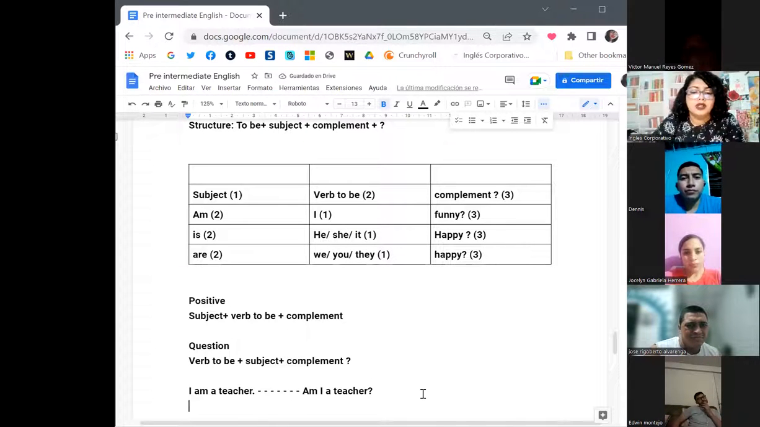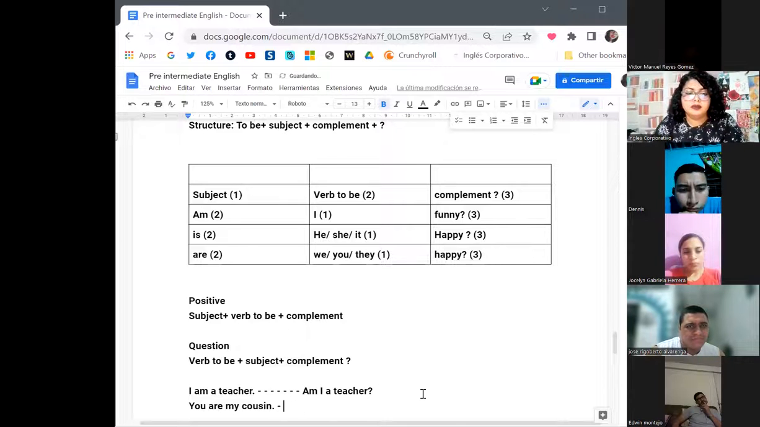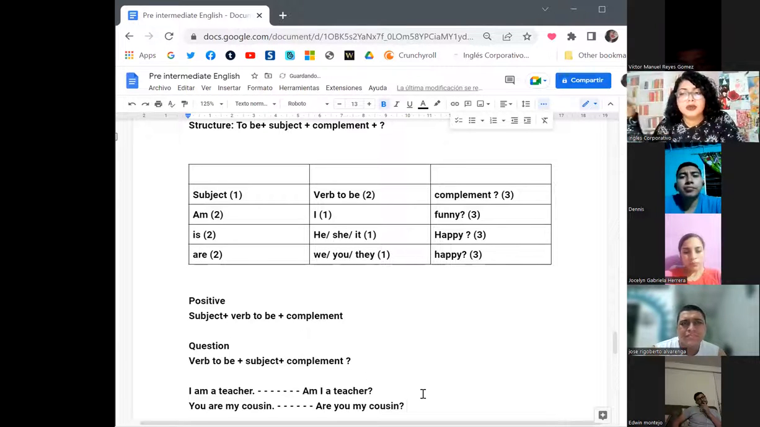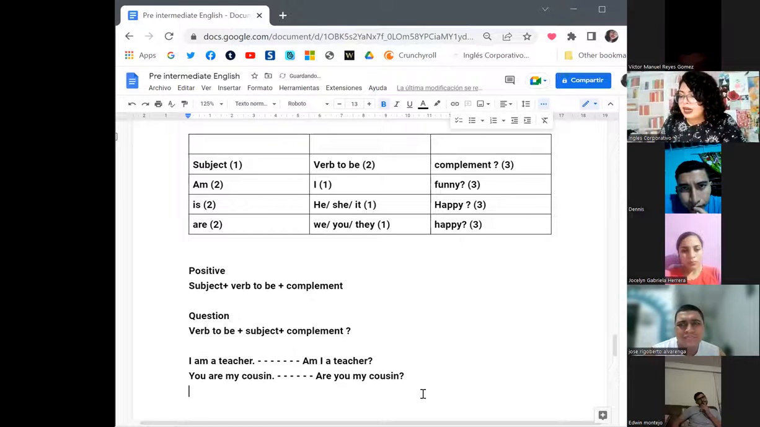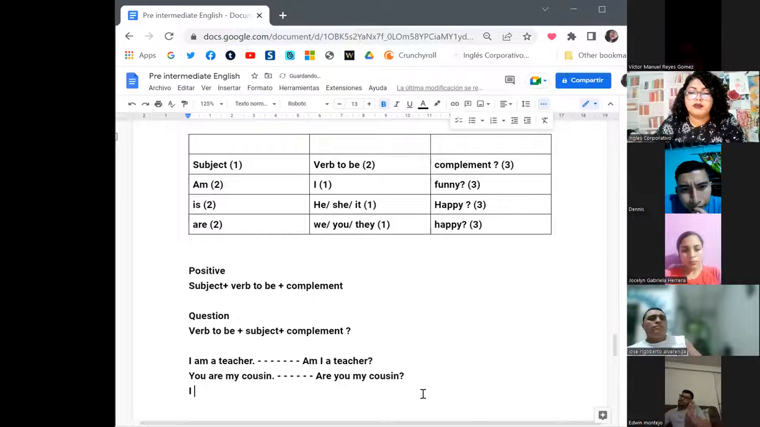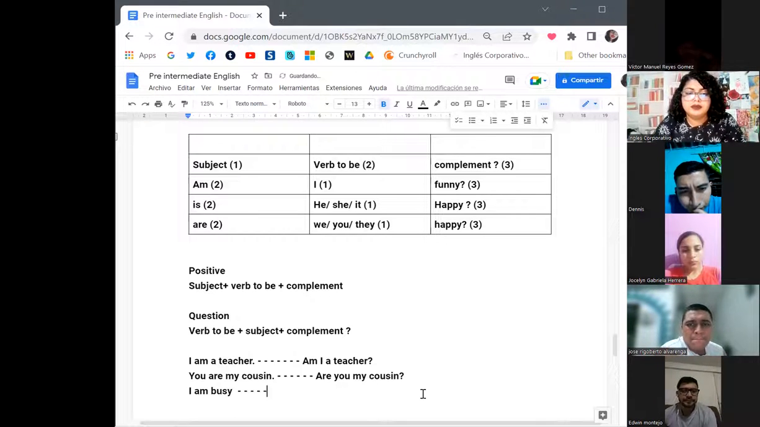Then, another example. You are my cousin. Y cambiamos. Are you my cousin? ¿Eres mi primo? Y en la primera, tú eres mi primo. Y en la segunda, ¿eres tú mi primo? Lo podemos hacer con énfasis, ¿verdad? Y uno más, solo para aclarar. Let's see. Okay. I am, you see, I am. Estoy ocupado. And the question, am I? Estoy ocupado.